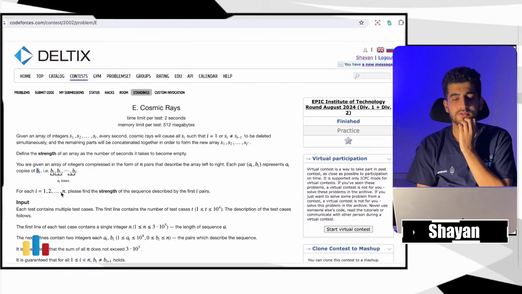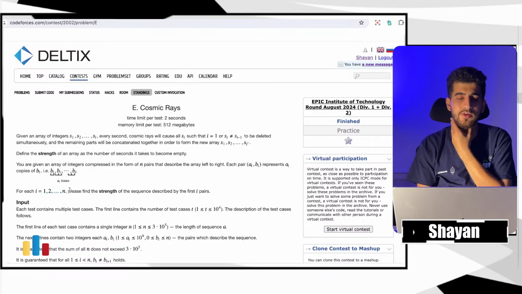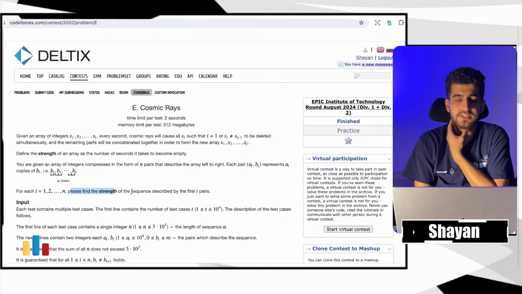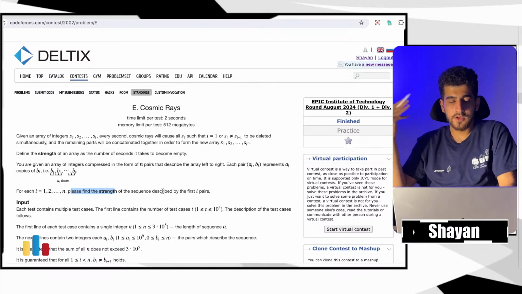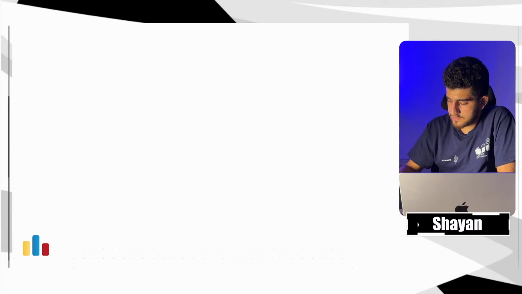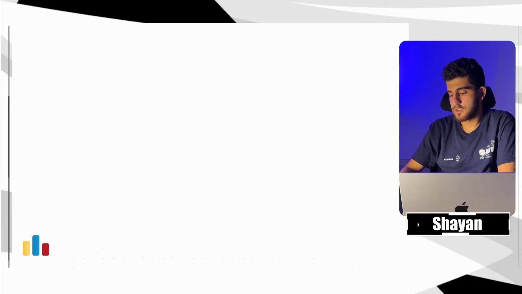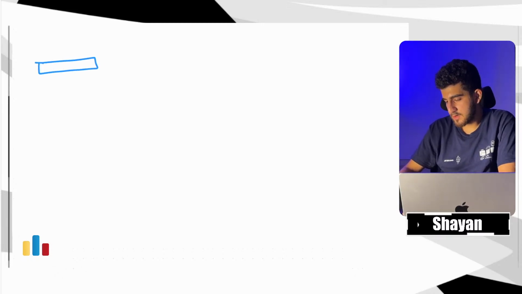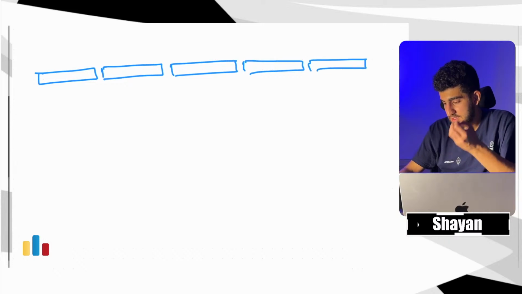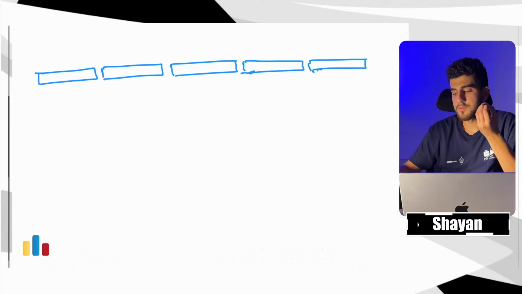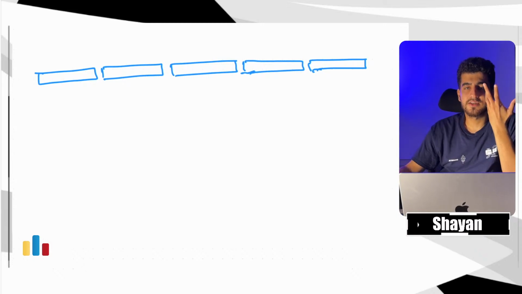For each i from 1 to n, you need to find the strength of the sequence described by the first i pairs. So you have this array in the compressed order, with several blocks. All the blocks are given to you in the compressed way. Each block contains several elements of the same value, and you need to find what the strength is.